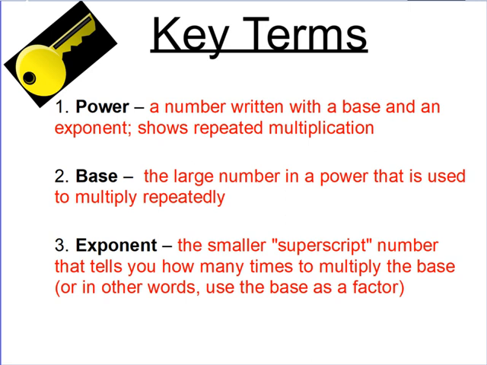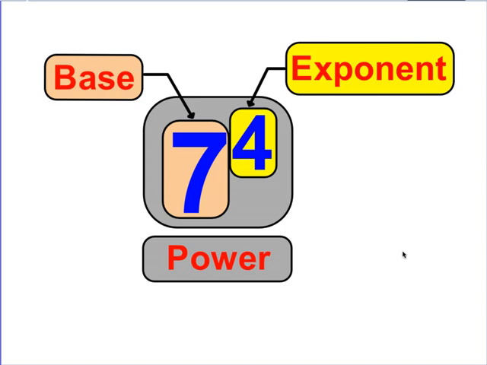A power is made up of two parts, a base and an exponent. The base is the larger number, and the exponent is a smaller number. Here is an example of a power. You can read this as 7 to the 4th power, or as 7 to the power of 4. What you see is the larger number, the base, is on the left, and the exponent, the smaller number, is written in what we call superscript on the right.